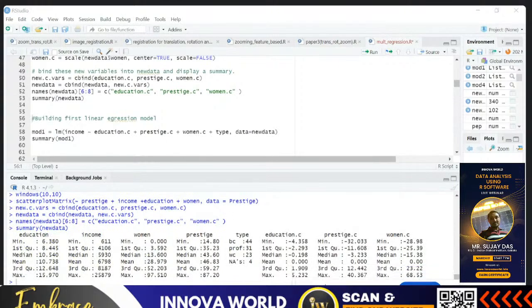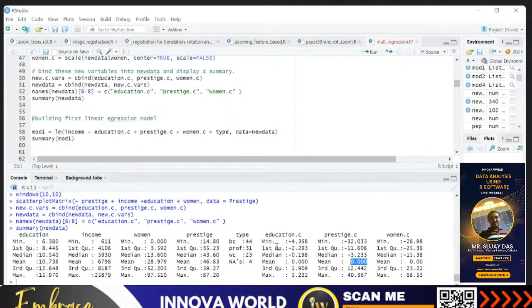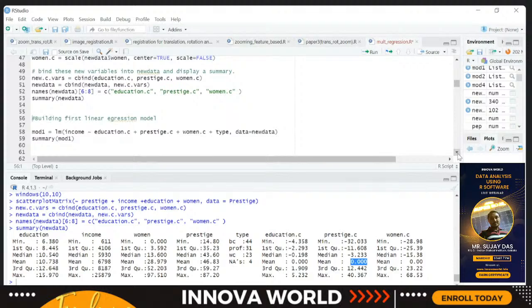So, summary: as you can see, as we have centralized the data, the center has come to 0. So 0 is the new center for this variable. This also becomes 0 for prestige and for women. The previous variables are also there, and along with that, we have got 3 new variables: education.c, prestige.c, and women.c. Okay, so now we will come to our first linear regression model.